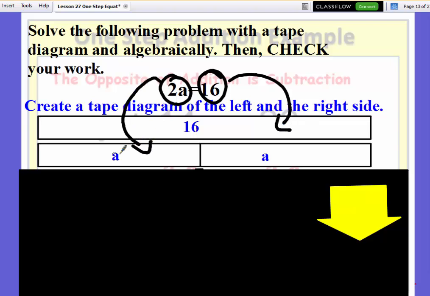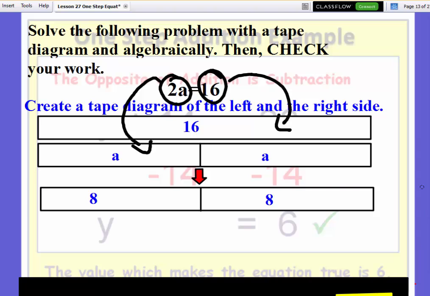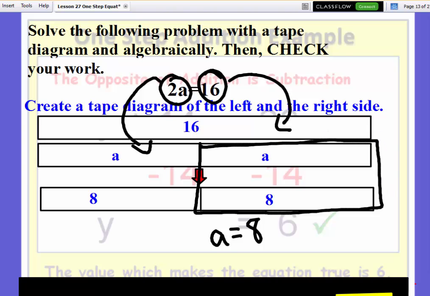Remember, 2a is just repeated addition, so it's a plus a. I don't know what my a equals yet, so I need to do my next step. What plus what would equal 16? Well, I know 8 plus 8 equals 16, so then I'm left with my answer of a equals 8. I know a equals 8 because they are the same length.